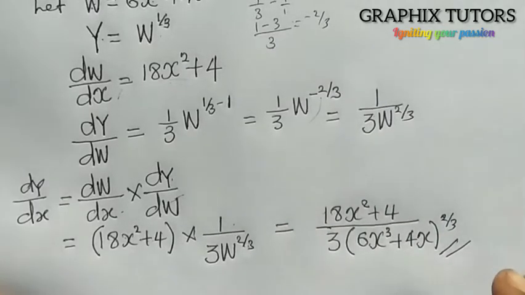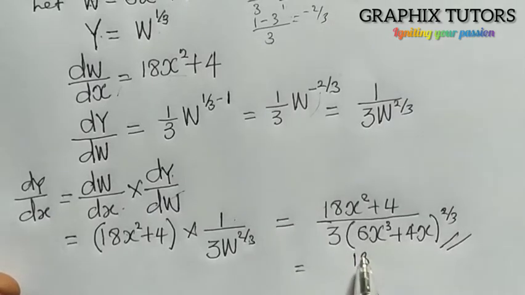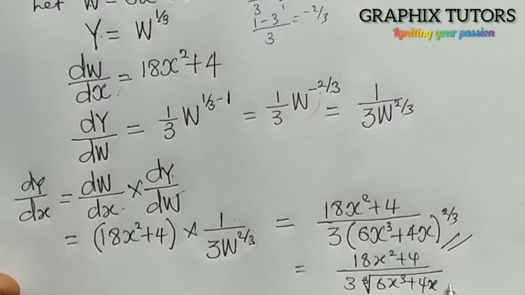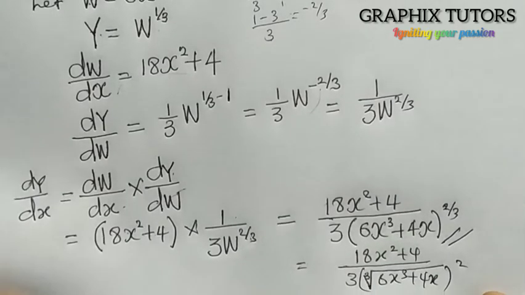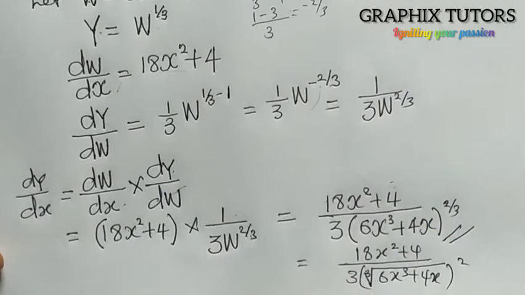If I like, it is not compulsory, I can say that my 18x squared plus 4 all over 3, and I can put this 3 here, and I'll have 6x cubed plus 4x, right, to the power of 2. I can put it this way if I like, but this is my answer here. So that is case 2.